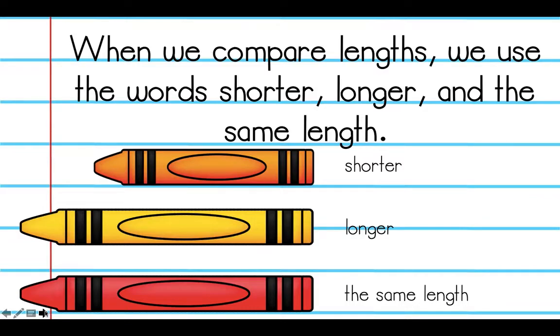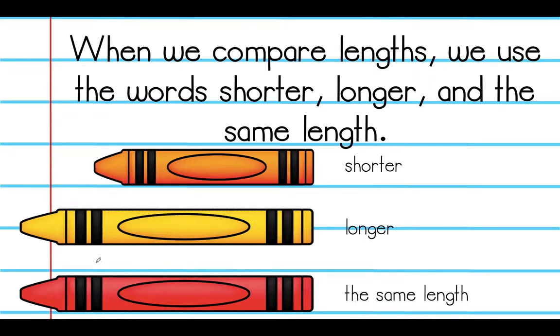When we compare lengths, we use the words shorter, longer, and same length. So here we have the first crayon that is shorter than the yellow. The orange is shorter, and you can see that by the tip of the crayon stops here, but both the yellow and the red crayon keep going. So the yellow crayon is longer than the orange crayon. The yellow is longer than the orange crayon. The orange crayon is shorter than the yellow crayon.